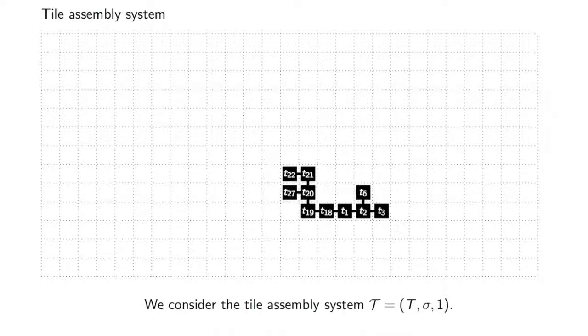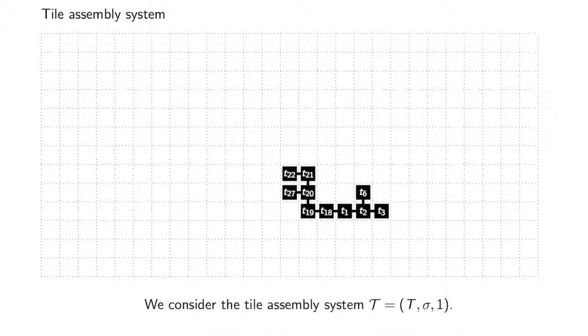We can now define a tile assembly system. Such a system is made of three elements. The first one is a tile set. In our example we use the tile set T introduced at the beginning of the video. The second element is a seed. The seed is an assembly represented by the letter sigma. This special assembly is the starting point of the system. We will grow other assemblies from this one. The seed is represented in black in our examples.